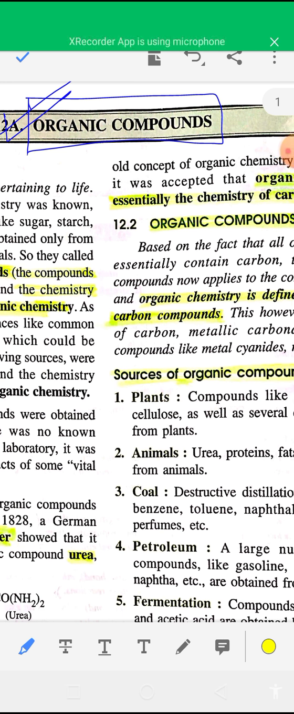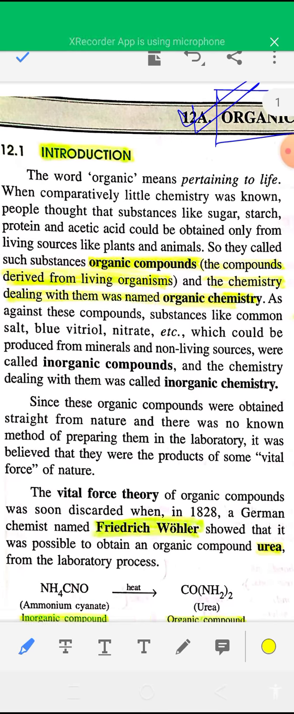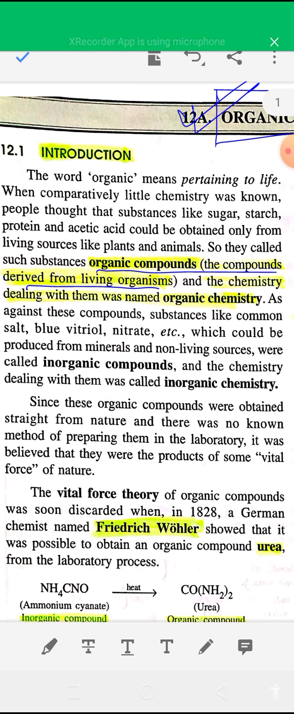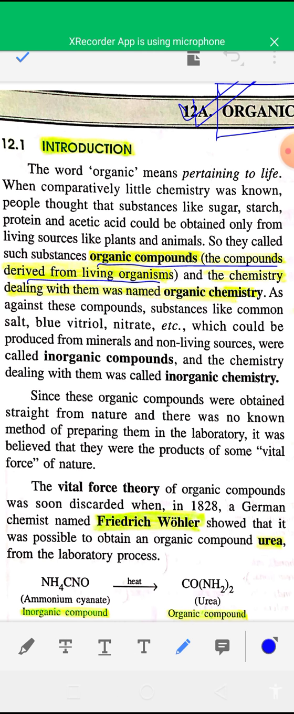In this chapter, you have to study organic compounds. So first, you have to know what organic compounds are. Organic compounds are compounds derived from living organisms, from plants and animals. Organic compounds are obtained from living organisms, and all organic compounds contain carbon. And the branch of chemistry dealing with organic compounds is named organic chemistry.